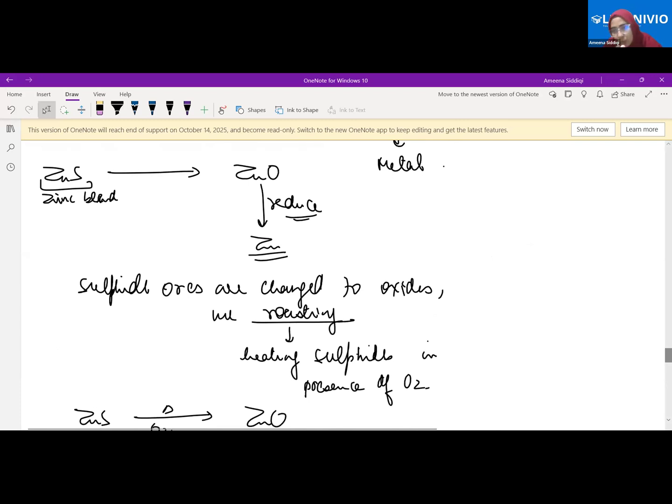If there are sulfide ores, they are changed to the oxides via the roasting method, that is heating in presence of oxygen. If they are carbonate ores, they are changed to the oxides via calcination, that is heating in the absence of oxygen. Okay. So I hope that point is clear.